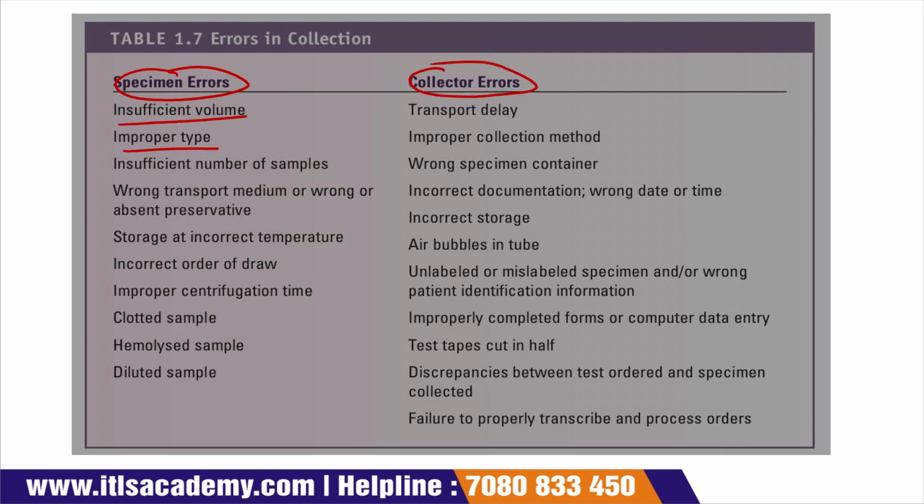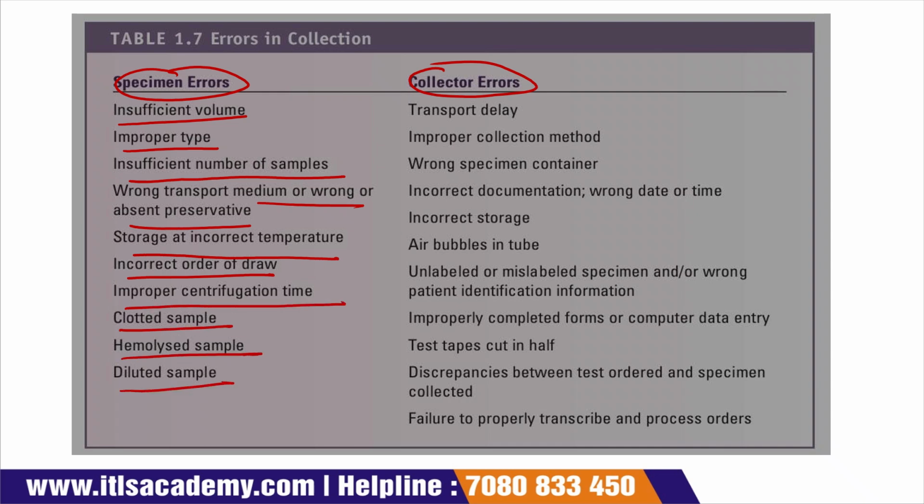Insufficient volume, improper time, insufficient number of samples, wrong transport medium or wrong or absent preservative, storage at incorrect temperature, incorrect order of draw, improper centrifugation time, clotted sample, hemolyzed sample, or diluted sample. These are the errors which occur due to the specimens. Suppose the volume of the specimen is insufficient, so that it cannot be used in a proper way, and then an error occurs.